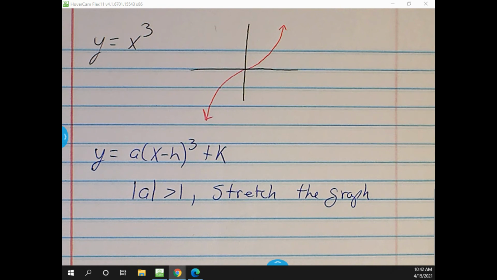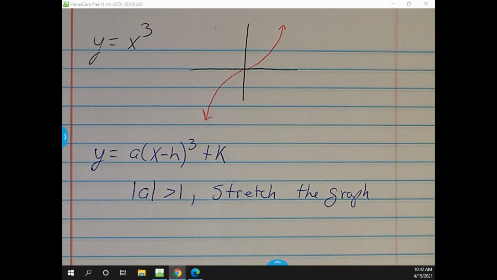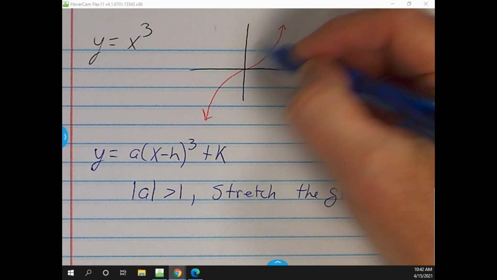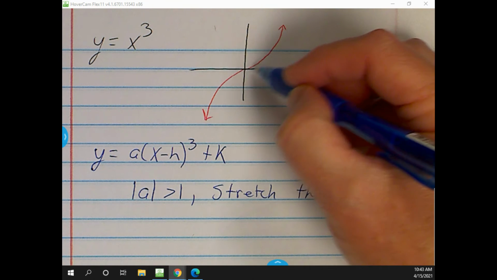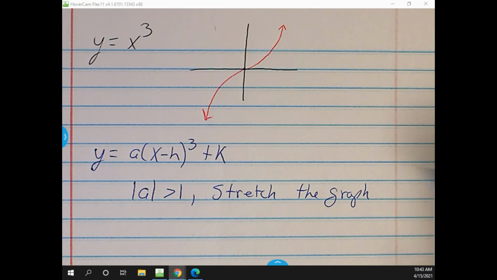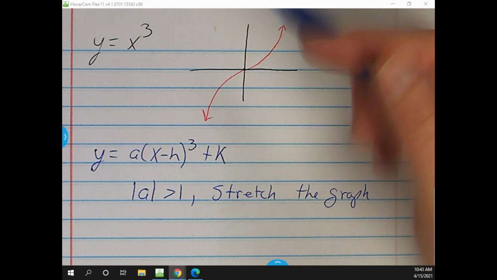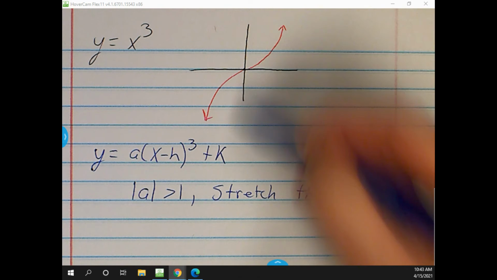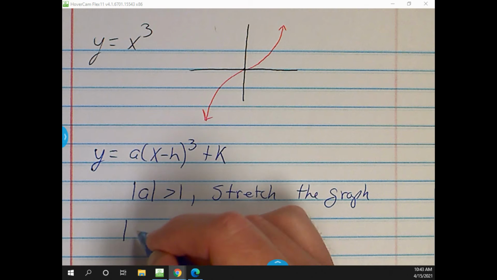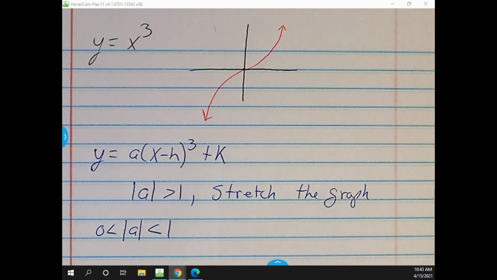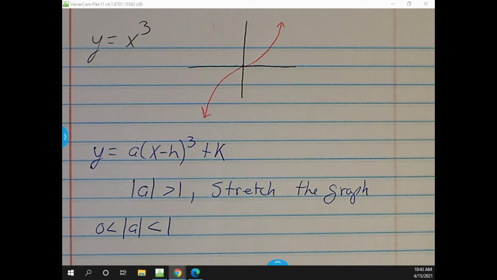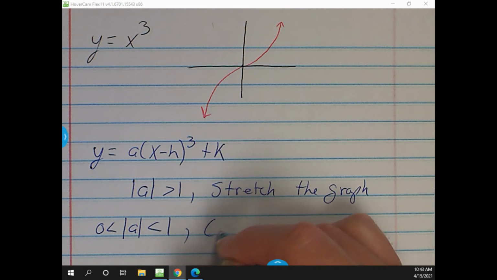So if the absolute value of your A value is greater than 1, it's going to make this thing stretch out, and it's going to make it get tighter, because you can think of it like a loose line with a pivot point in the middle. If you stretch it out, the line gets tighter this way. All right. If the absolute value of A is somewhere between 0 and 1, if it's a half or a third or a fourth or something like that, then you're loosening up the line. So you're going to compress, or shrink, the graph.